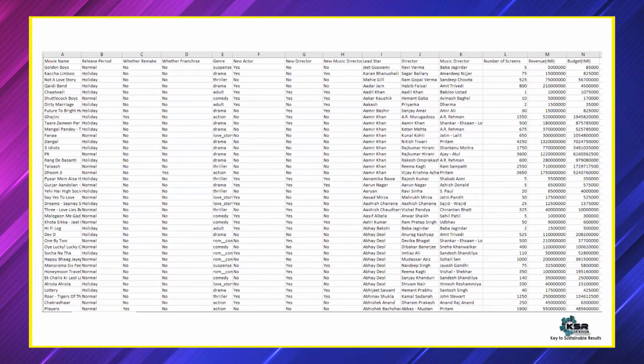So if you try to see here, column A is about the movie name. The second column is about the release period, whether it's a holiday, whether it's a normal day, whether it's a remake, whether it's a franchise, what type of actor, who all the actors are, who the lead star is, who the director is. Now it is very difficult to understand.